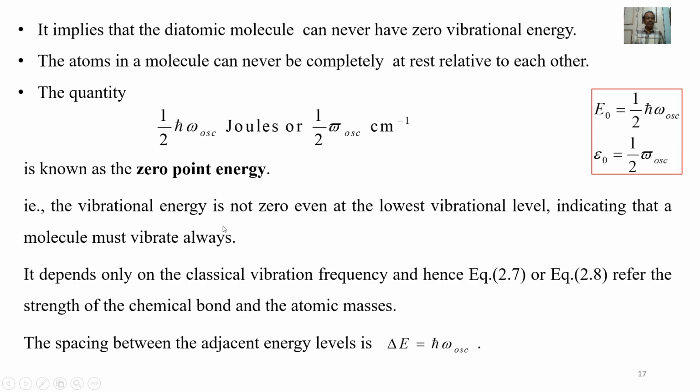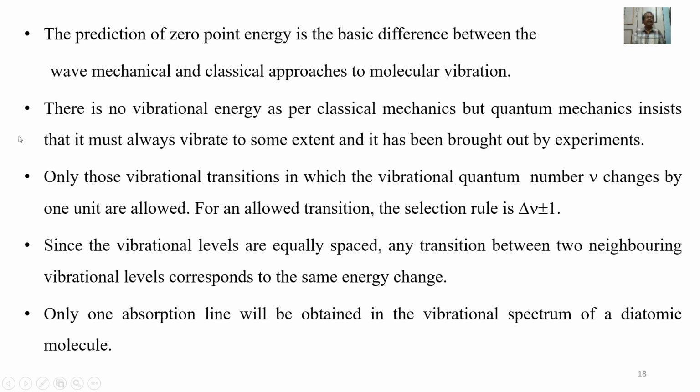It depends only on the classical vibration frequency, and hence equation 2.7 and equation 2.8 refer to the strength of the chemical bond and the atomic masses. The spacing between the adjacent levels is del E equals h bar omega. The prediction of zero point energy is the basic difference between the wave mechanical and the classical approaches to molecular vibration. There is no vibration energy as per classical mechanics, but quantum mechanics insists that it must always vibrate to some extent, and it has been brought out by many experiments.